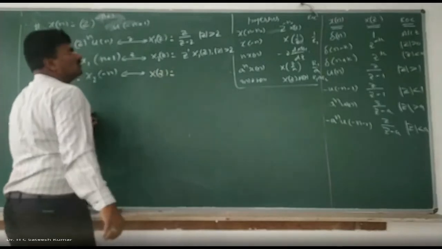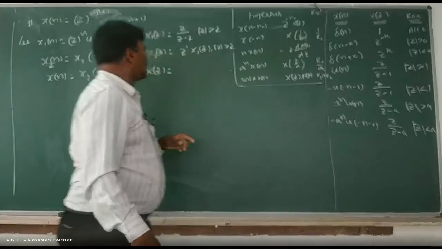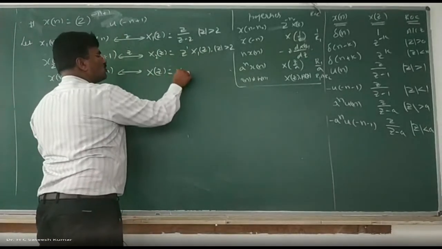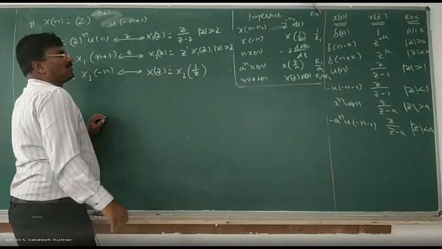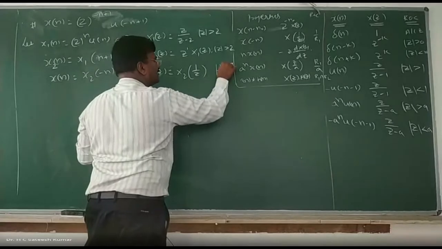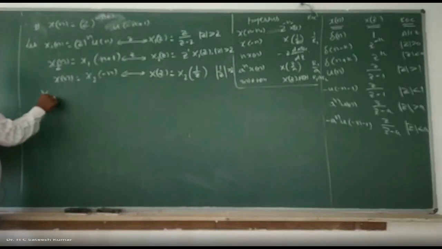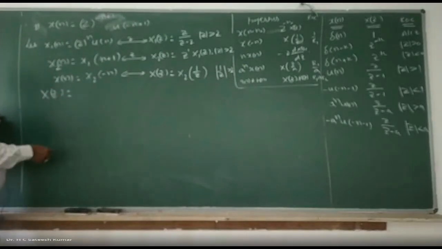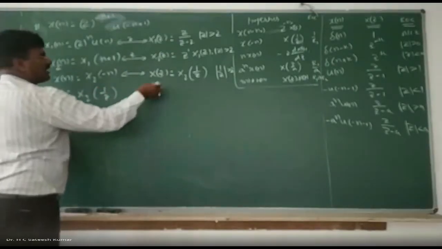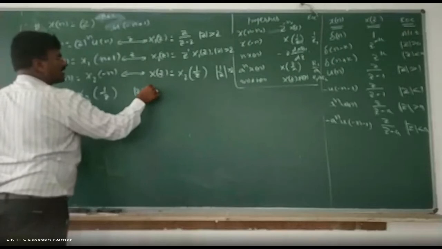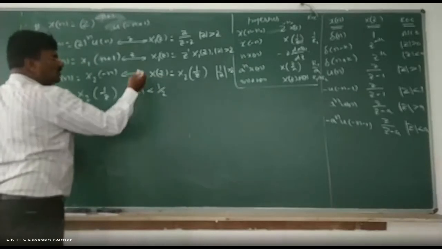Next, x of z is equal to x2 of minus n. x of minus n is what? x of 1 by z with ROC 1 by R1. Then what you should do? x of z is equal to x2 of 1 by z with ROC, what do we have? Magnitude of 1 by z, the reciprocal, should be greater than 2. Now you resubstitute back. x of z is equal to x2 of 1 by z with ROC reciprocal, mod z greater than becomes less than 1 by 2. 2 also take the reciprocal, 2 will come to the denominator, z will go to the numerator.